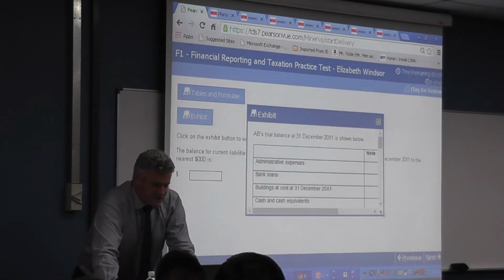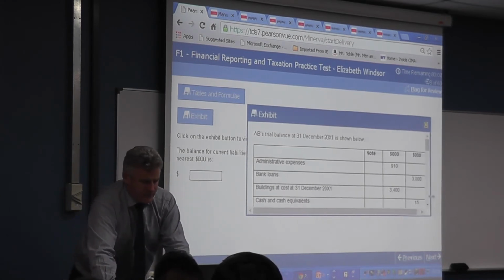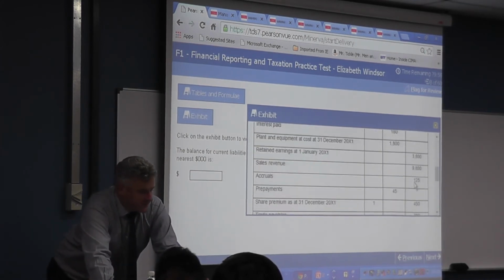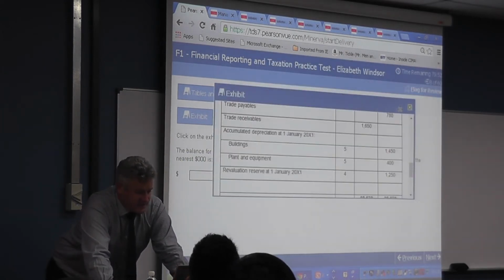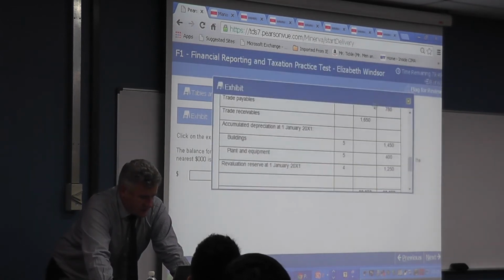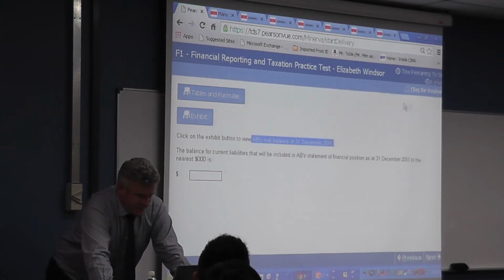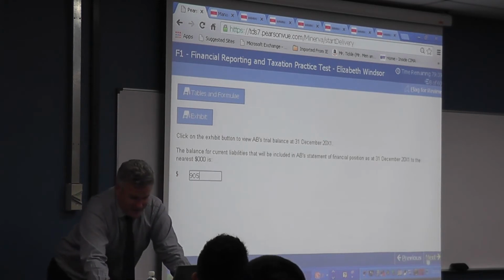But what we've done is just tried to create something that gives you a stream of thinking with figures that are familiar for a short period of time. All right? Now this one is not drag and drop, it's enter the number. So what was it? Current liabilities, oh my goodness. Which are they? Accruals, 125. Trade payables, 780. 905. There's a thorough piece of work. If that's right, I will go out and buy a lottery ticket.